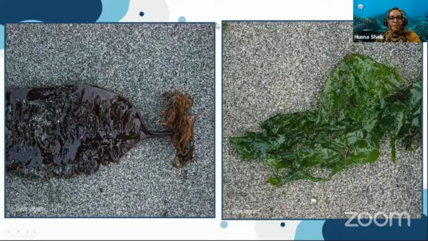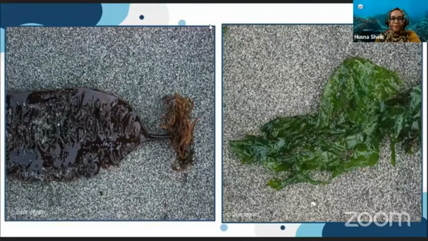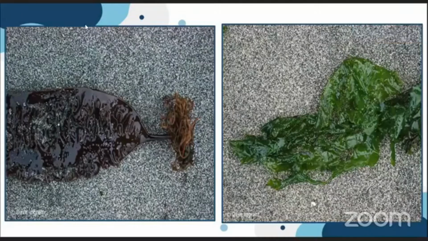So yes. So, anyone? What's this algae or seaweed and this? Husna, you are muted.